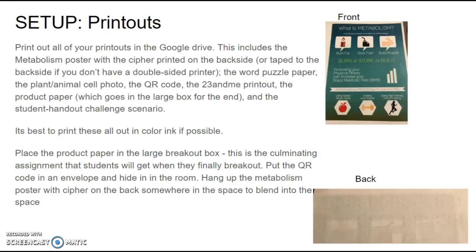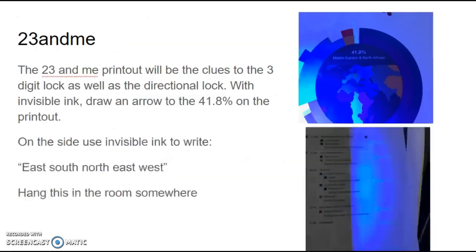You're going to put the product paper in a large breakout box. This is a culminating assignment, and I had my students do this because this is a critical skills challenge for them, but you can totally skip that if you want to. The QR code that's printed out is going to be put in an envelope and hidden in the room somewhere, and I actually put some puzzle pieces in there with it. I'm going to hang up the metabolism poster somewhere and the 23andMe poster as well. So all the posters are kind of in plain view so you can see them.